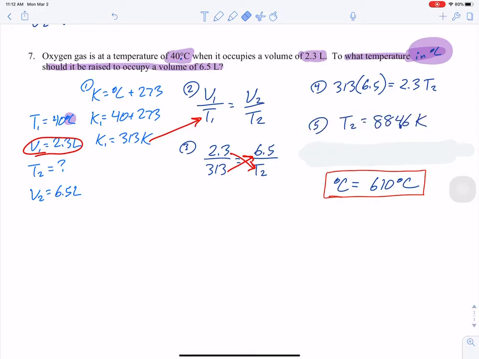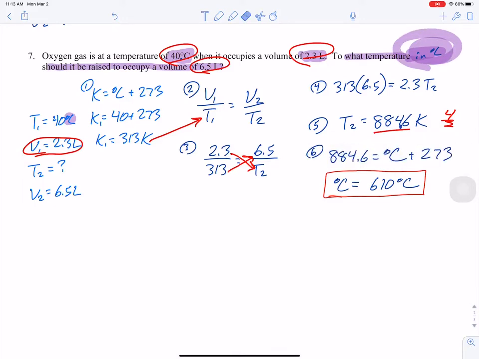Now that gives me my answer in Kelvin, and notice that this is 2 sig figs, 2 sig figs, 2 sig figs. So what I did here is I went to 4 sig figs because I still need to convert back to Celsius. So my final step is to convert it back to Celsius. Because my answer is in Kelvin, it goes over here in my equation, because Kelvin is on the left-hand side. So 884.6 minus 273, and then I round to 2 sig figs. Notice there's no decimal place there, because if I did, that would make that 0 significant.